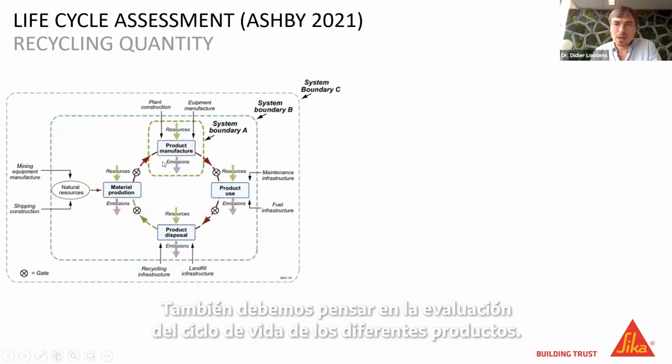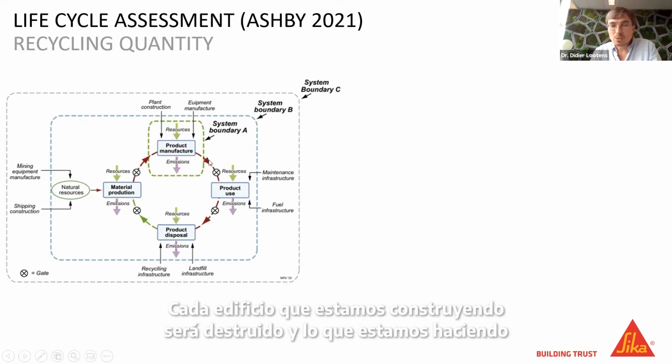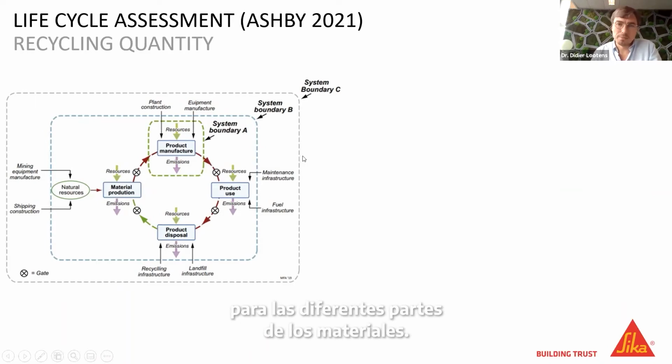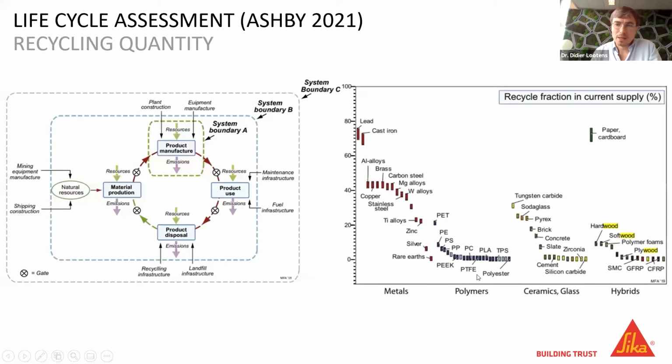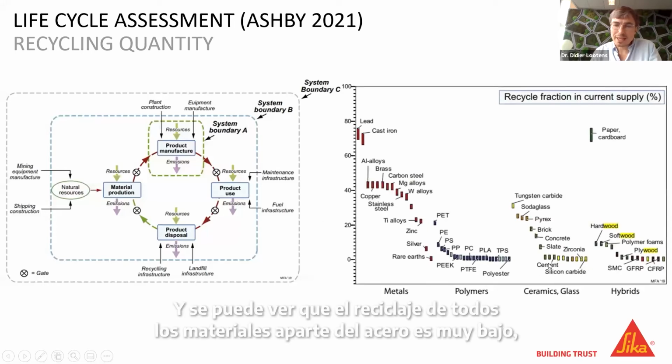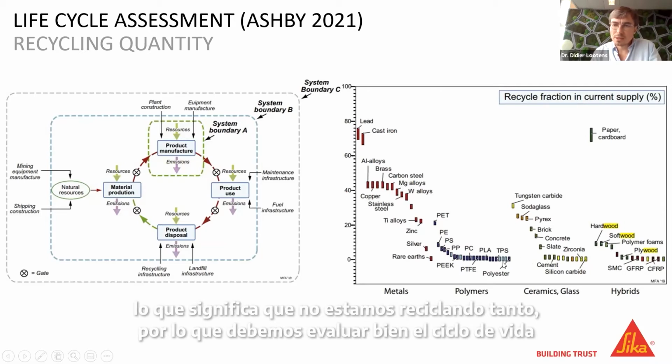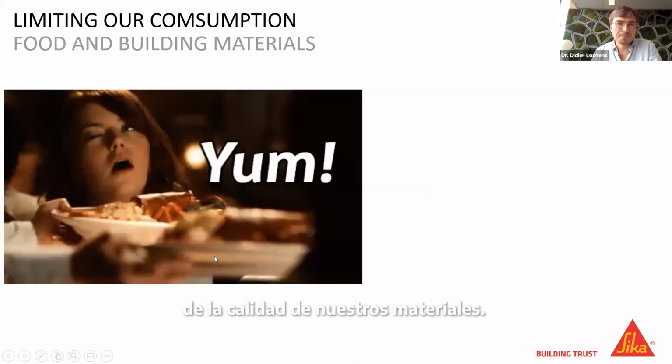Also, we need to think about the life cycle assessment of the different products. Each building that we are building will be destroyed, and we need to consider what we are doing with the different parts of the materials. And you can see that the recycling of all the materials outside of the steel is very low. That means that we are not recycling so much, so we need to think more about the life cycle assessment for the quality of our materials.